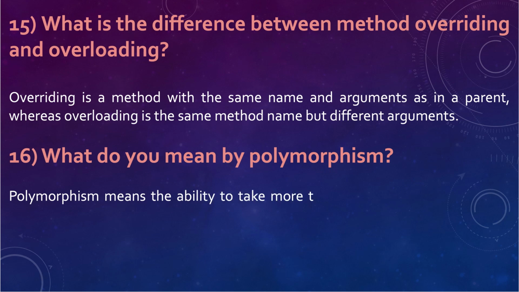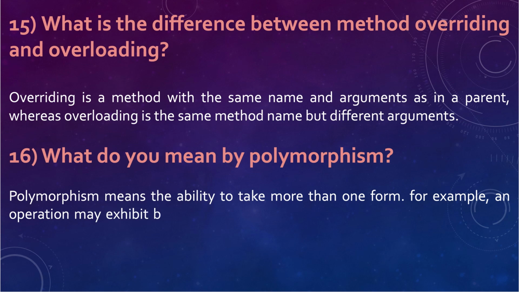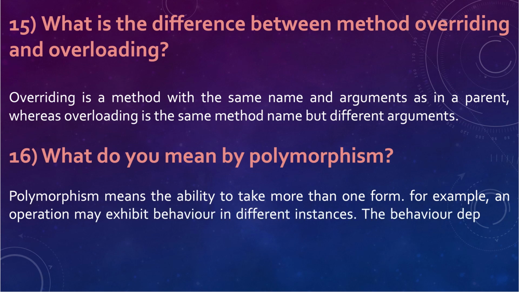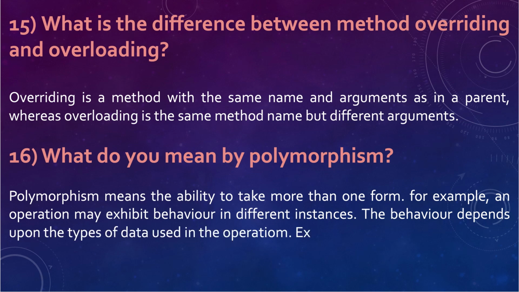Polymorphism means the ability to take more than one form. For example, an operation may exhibit behavior in different instances. The behavior depends upon the types of data used in the operation. Example, salary of 10.